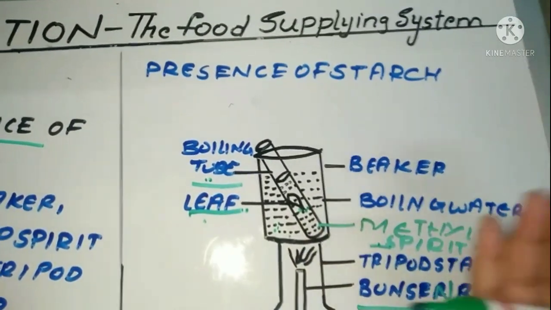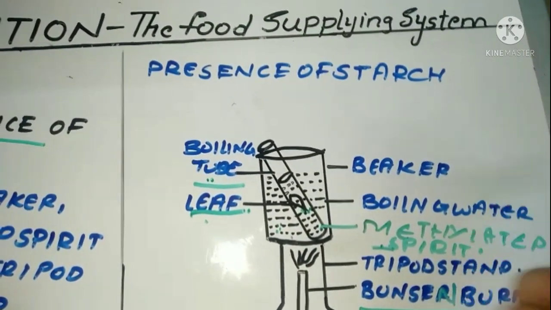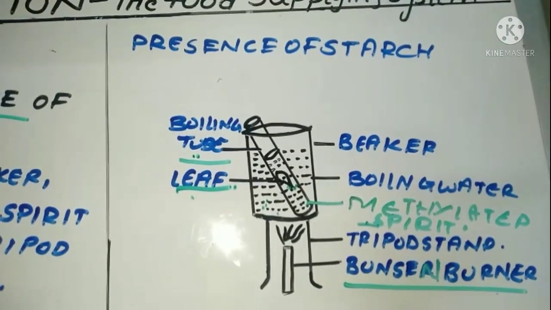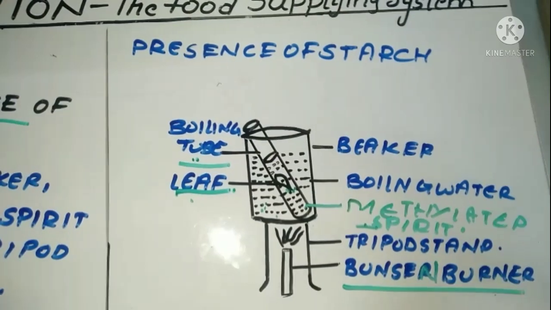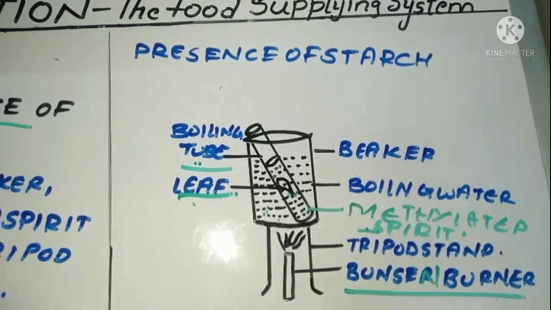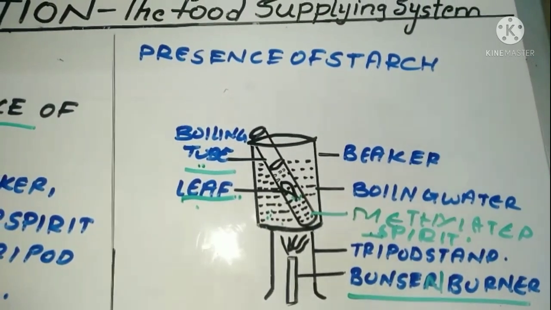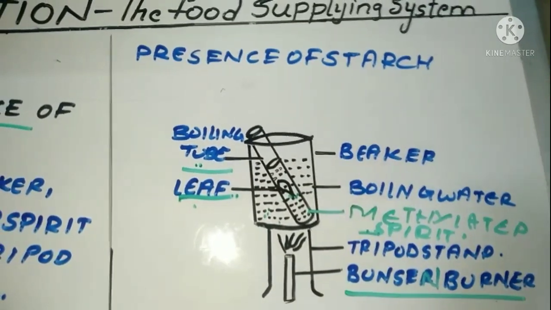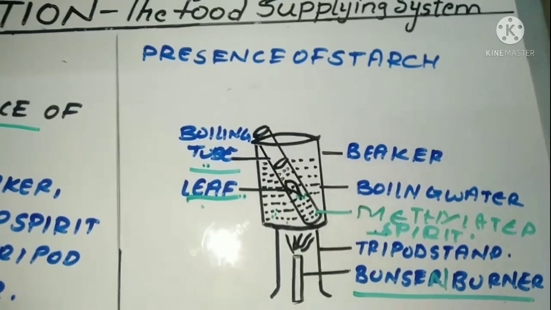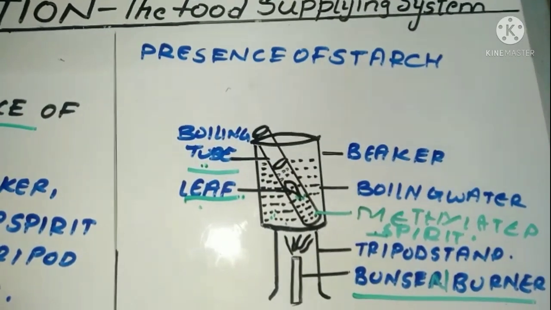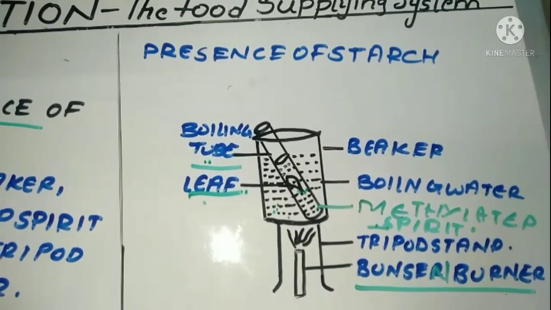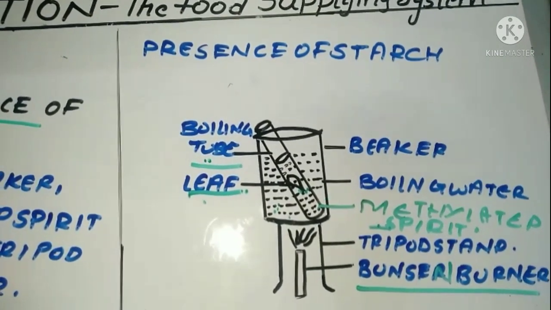Now after doing this, we have to take this leaf in a petri dish, and add 2 to 3 drops of iodine to that leaf. When we are taking the leaf from the methylated spirit, we should be very cautious in taking it and spreading it in the petri dish. After spreading it, we take some tincture iodine and add it to the leaf.